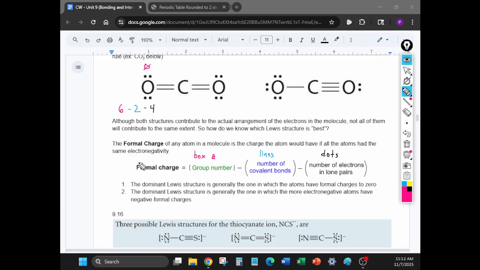Okay? Make sense? Alrighty. So what I want you to do now is take about a minute or two and find the formal charge of this, this, this, this, and this. So find the formal charge of the remaining 5. And then after that, I will explain to you guys how to figure out which structure is best.